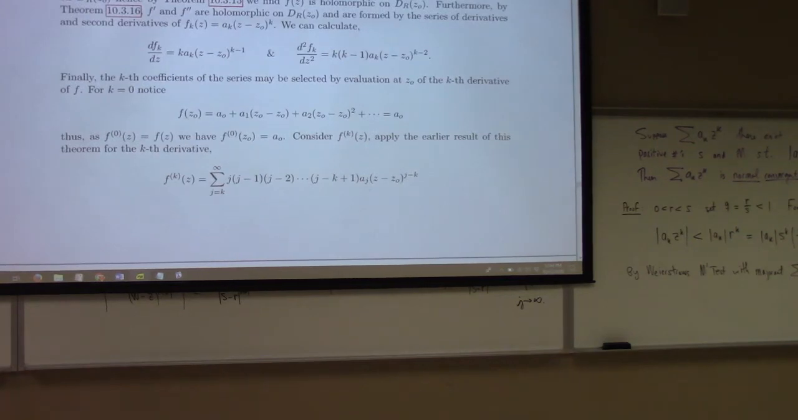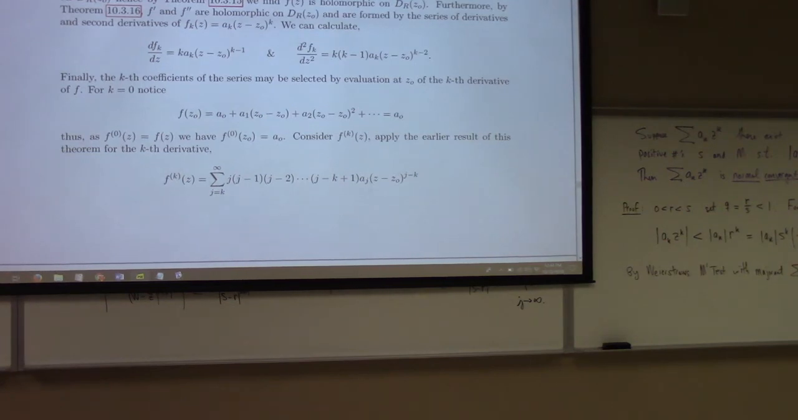So one of the things is, of course, if you evaluate at z naught the series, what do you get? You just get the constant term, right? Because these are all 0. If you evaluate the series of first derivatives, you just pick off a sub 1 and so forth and so on.